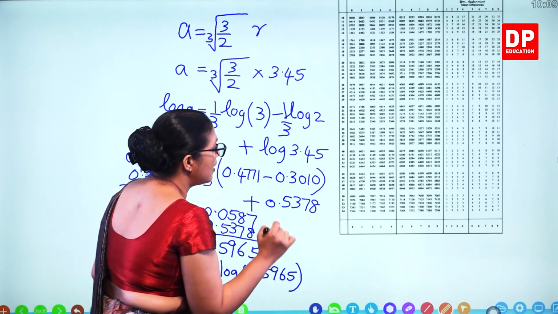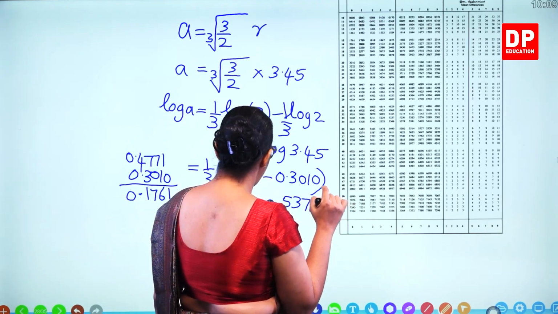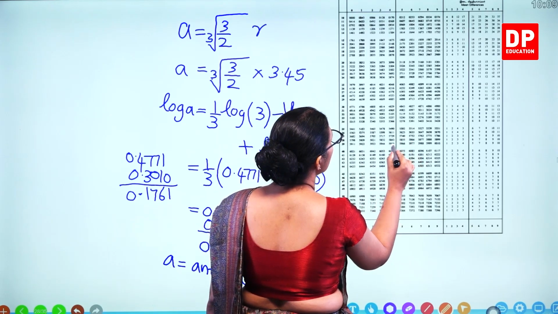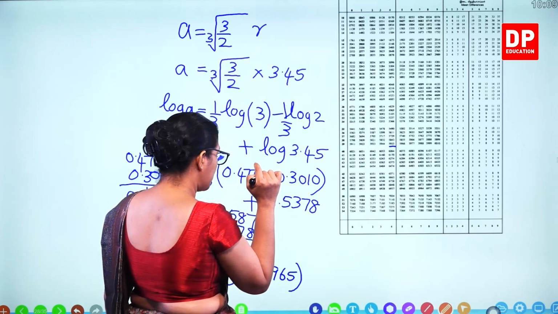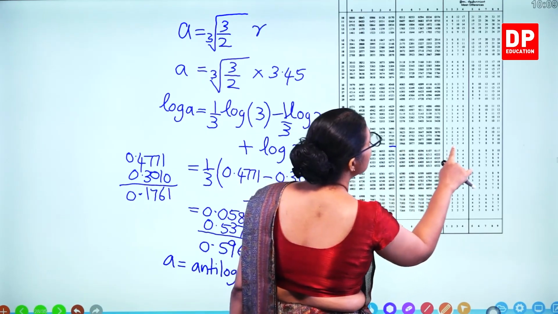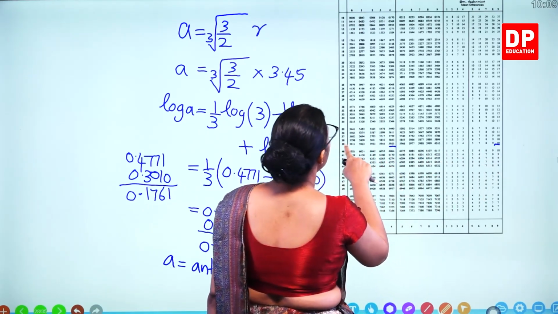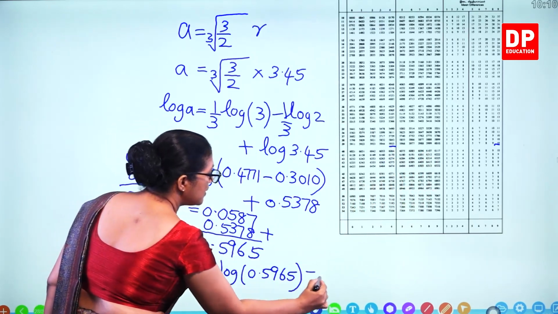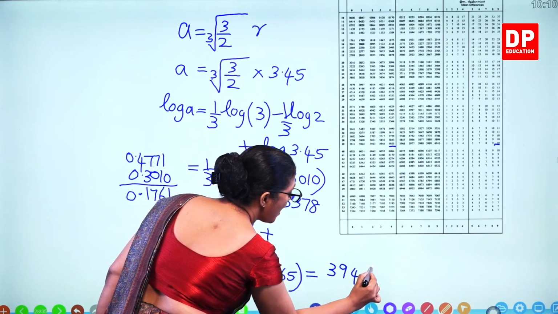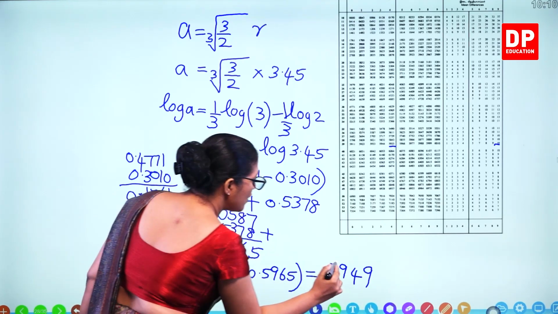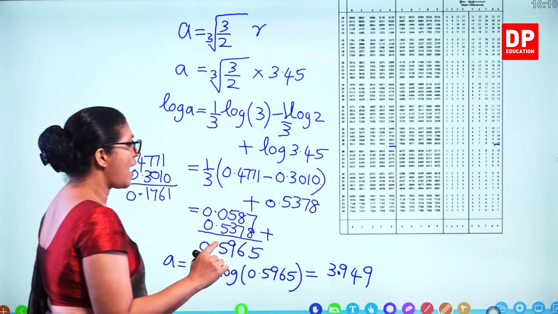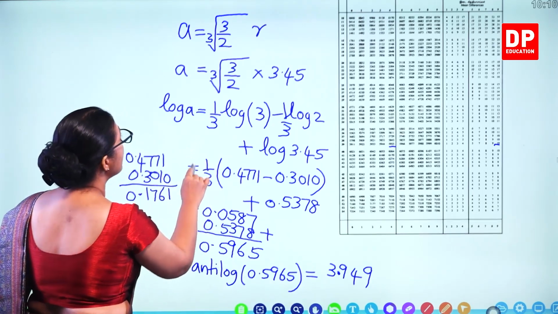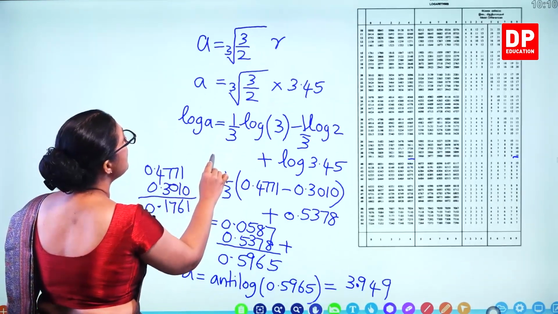0.5965 from the table. 5965. 5955 is there, so you need another 10. That's 9. 3949. This is 0 point 3.949. And we need to find the answer correct to how many decimal places?